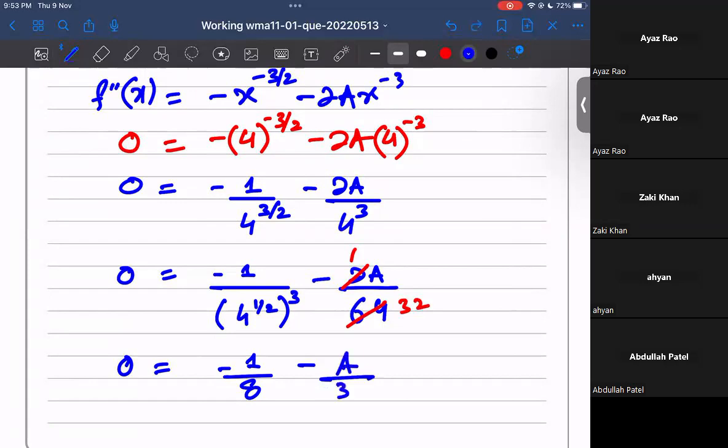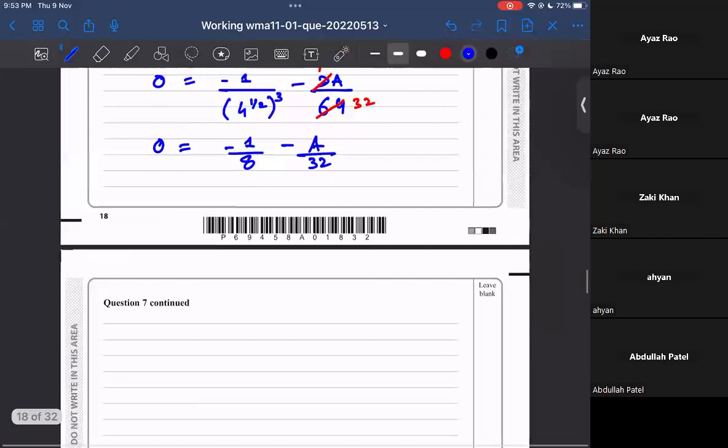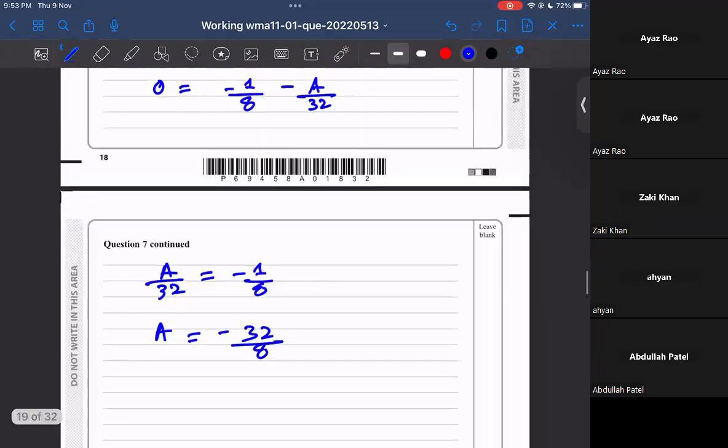Now if I put the value of the fraction on the right hand side, a/32 is equal to -1/8. I'm going to put this 32 in the numerator, cross multiplication. The value of a is going to be -4 here. Using the hint for the second derivative, I got the value of a, that is -4.